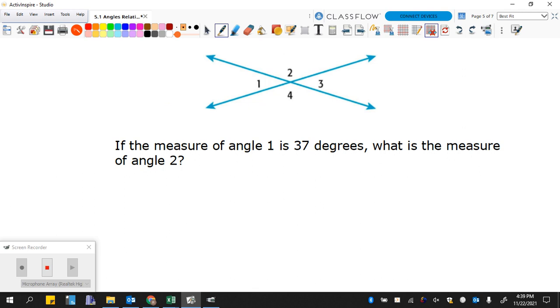So if the measure of angle 1 is 37 degrees, what is the measure of angle 2? Well, we don't know, other than the fact that those two angles, this angle and this angle, combined together is a straight line. So we just say 180 minus 37, which, borrow from the 8, make that a 10, so that's 143 degrees.